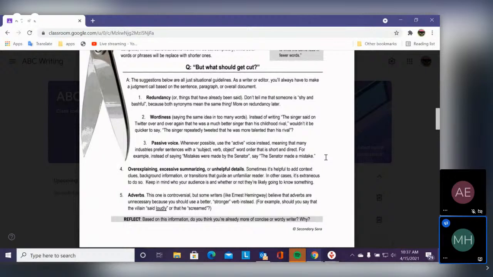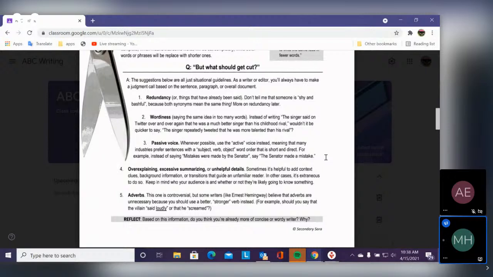Okay. Fourth is over explaining, excessive summarizing, or unhelpful details. Sometimes it's helpful to add context clues, background information, or transitions that guide an unfamiliar reader. In other cases, it's extraneous. The word means it's extra, it's not needed. You don't have to do it. So keep in mind who your audience is and whether or not they're going to know what you're writing about.